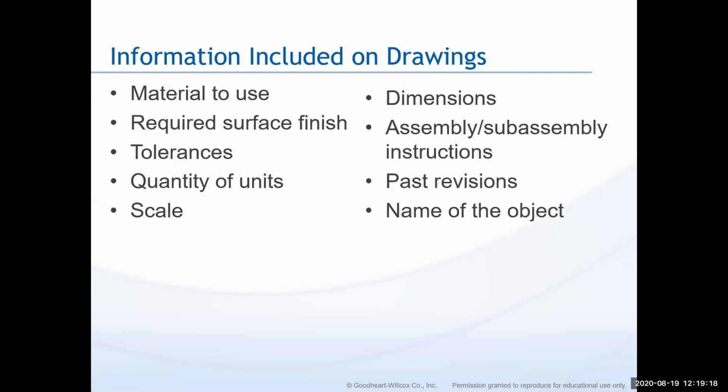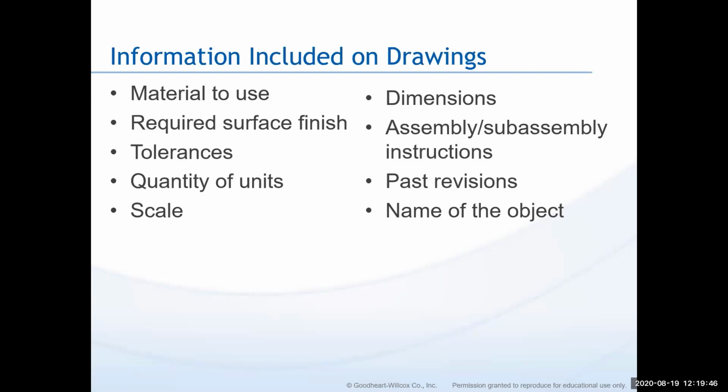Quantity of units. So how many units do we need? Are we making a production run of 5,000? Or are we just making one of them? The scale. The scale of the drawing is a representation of the actual size versus what's on paper. We'll talk about that as well. Dimensions. Obviously, we need to know what size something is in order to create a part, and whether or not it's an assembly or sub-assembly and what the instructions are for that.